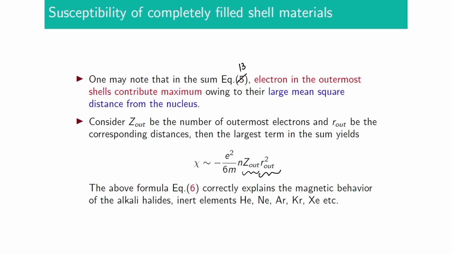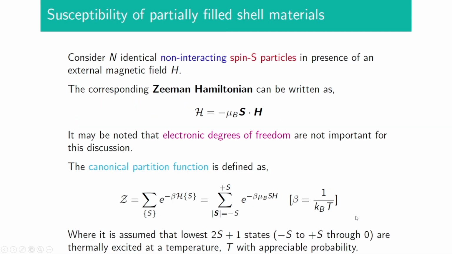And then you have this expression, which is the diamagnetic susceptibility, and these correctly explain the magnetic behavior of these inert gases such as helium, neon, argon, krypton, xenon, etc. All right. So, let us now talk about partially filled shell materials, and we now do not have this sum over L_i or sum over S_i not equal to 0. So, L_i is not equal to 0 and S_i is not equal to 0 either.